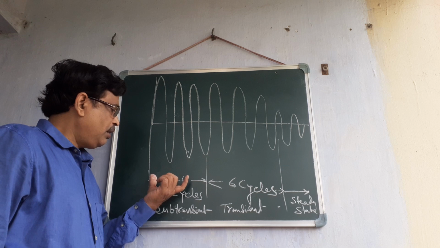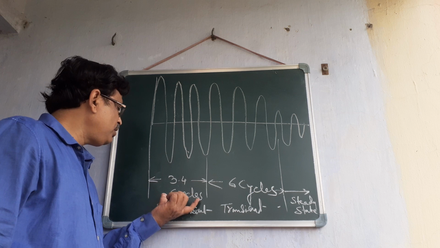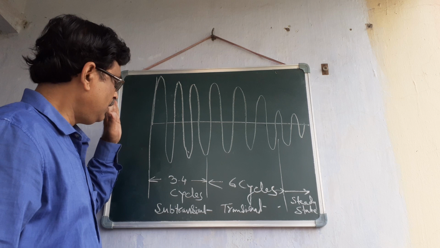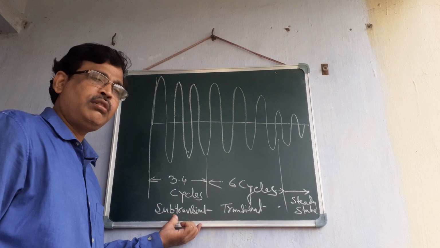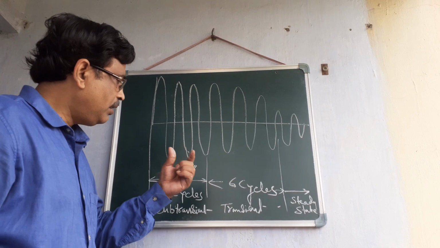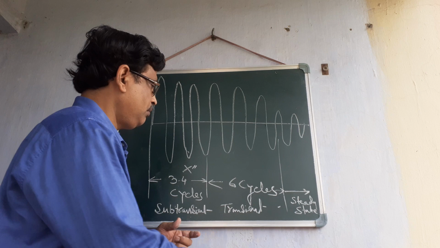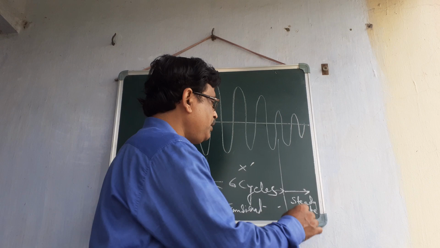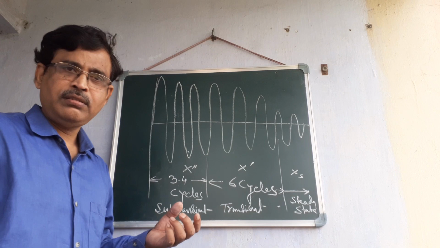Now the alternator reactance during the subtransient period is called subtransient reactance, and it is denoted by X double dash. The alternator reactance during the transient period is X dash, and during the steady state period it is X, and sometimes it is called synchronous reactance.